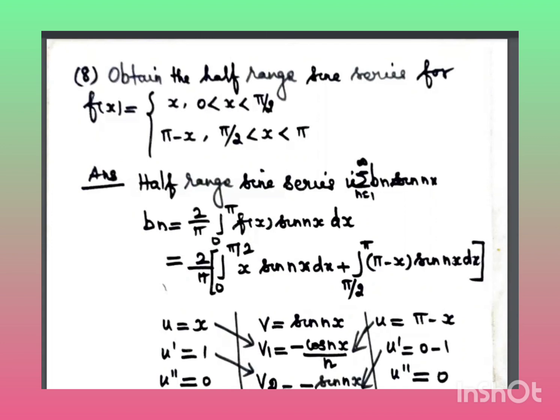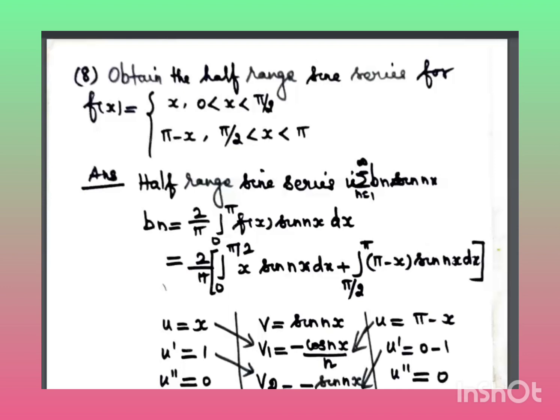Let us know one more example of half-range sine series for f of x is equal to x in the interval 0 less than x less than pi by 2, and pi minus x in the interval pi by 2 less than x less than pi.